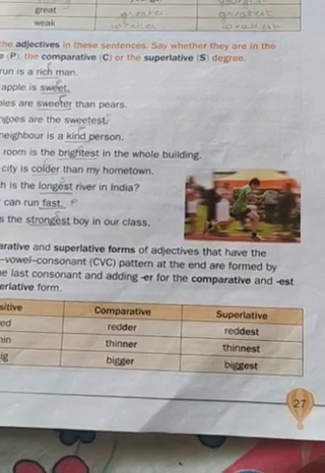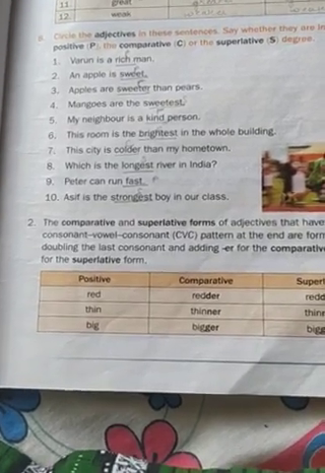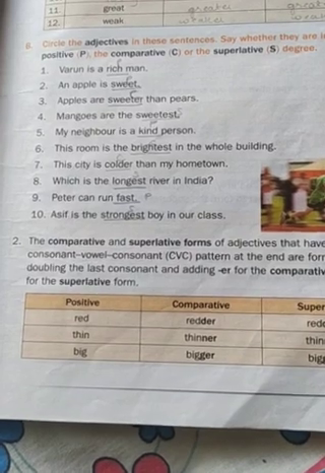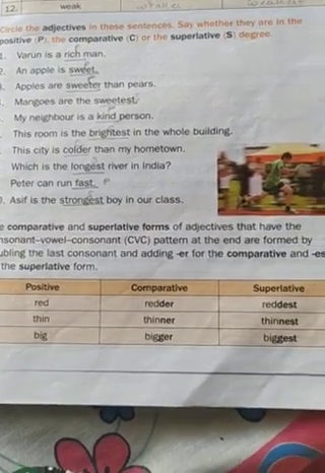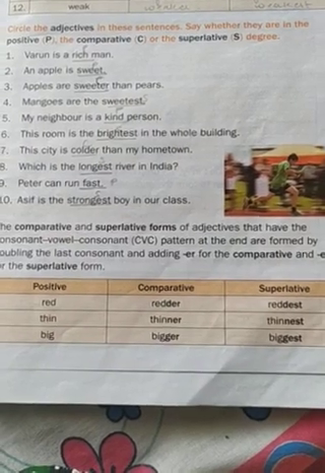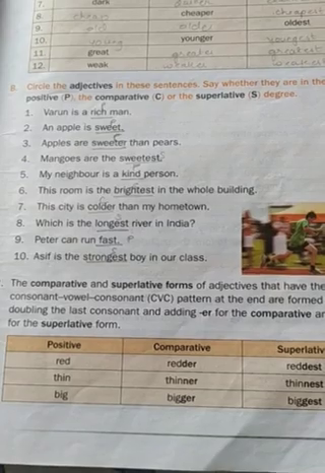Understood? So in this way, if the words are with CVC pattern, then we have to double the last consonant and then add er for comparative and est for the superlative. Thin, thinner, thinnest. Big, bigger, biggest. Everyone understood? Yes.